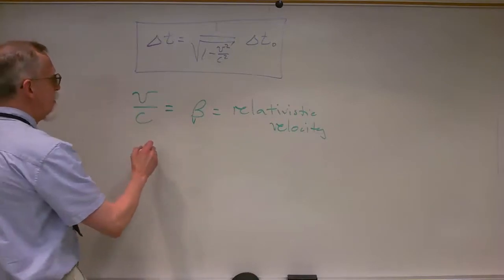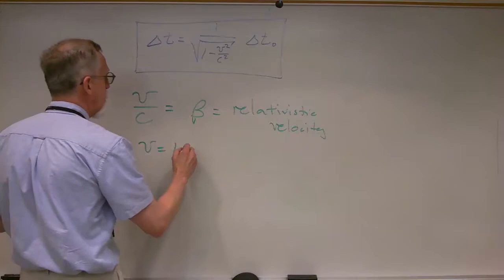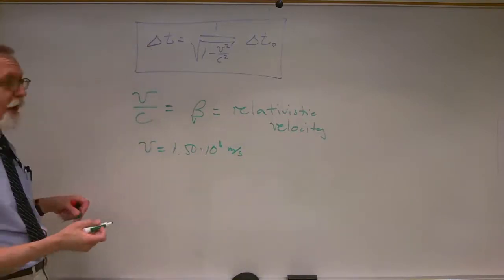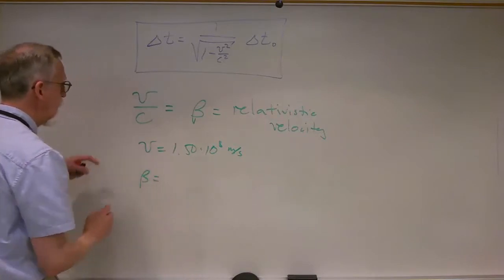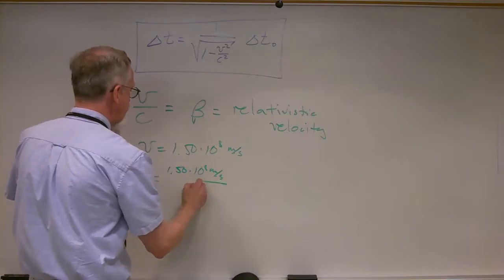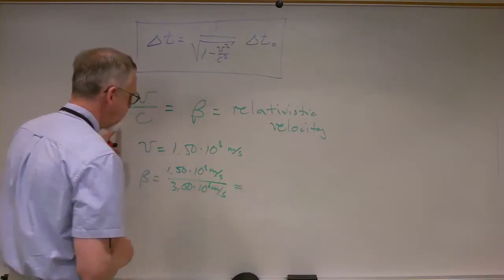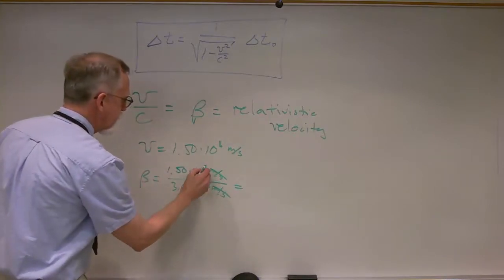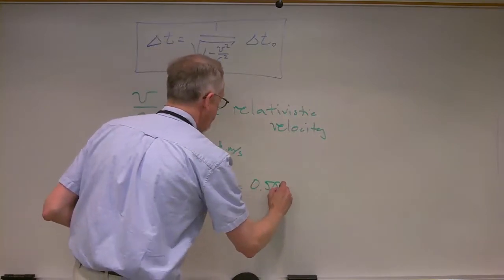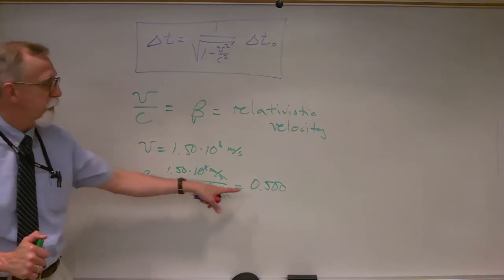For example, let's imagine that V is, let's pick that speed that I used before. Let's say 1.5 times 10 to the 8th meters per second. What's beta in that case? Well, beta will be V over C, 1.5 times 10 to the 8th meters per second, divided by 3 times 10 to the 8th meters per second. Well, meters per second cancel, 10 to the 8th cancels, 1.5 over 3, that's 0.500. So for this speed, beta is just 0.5.